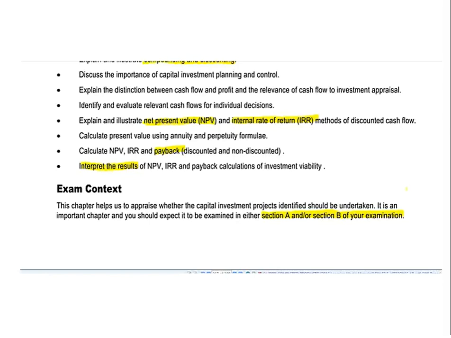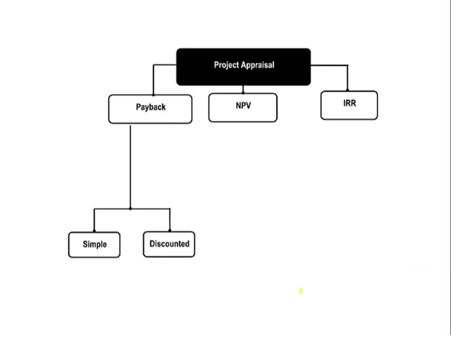Let's look at your overview diagram in a little bit more detail. So the three main methods then of project appraisal are payback, which can be either simple or discounted, more about that in a second, net present value, and internal rate of return. Before we get to those project appraisal techniques though, we need to understand some of the nuts and bolts, the mathematics behind those. So we're going to start off by looking at compounding and discounting.